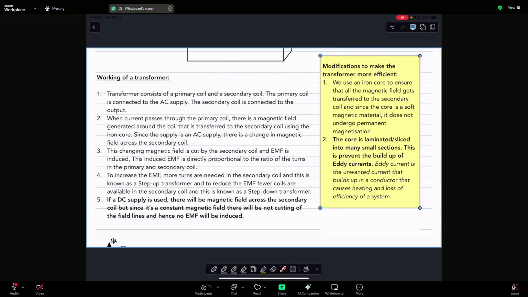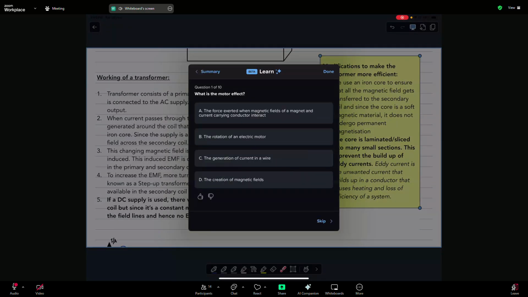There are a few questions here for revision purpose. I have to answer. So it's basically one mark MCQs from the entire syllabus from random places. Okay, what is motor effect? It's a quick summary, just to refresh your memory. So what's motor effect? Again, we are summarizing the whole chapter here.